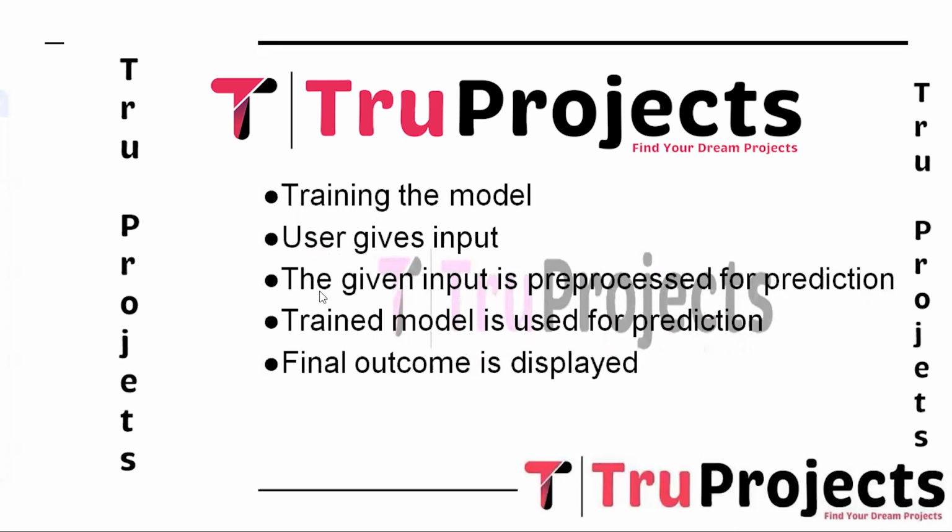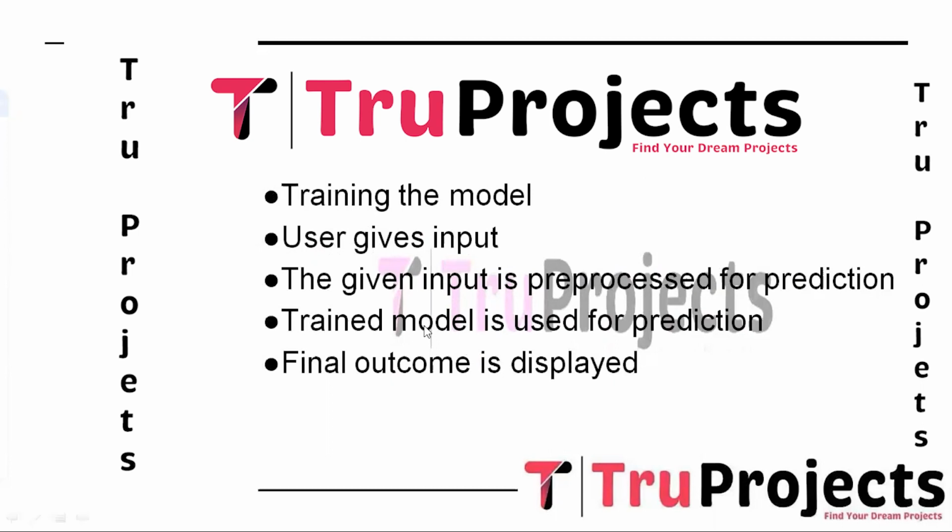And the ninth one is the given input is pre-processed for prediction. The user's input data is pre-processed in a similar manner as the training data. This step involves encoding the categorical variables, handling the missing values, and ensuring the data is in the appropriate format for the trained model.